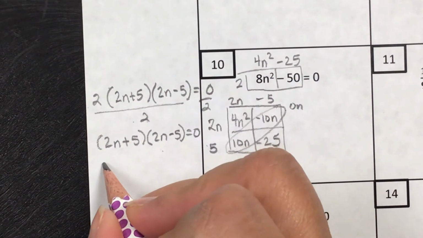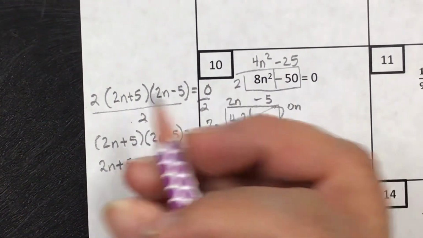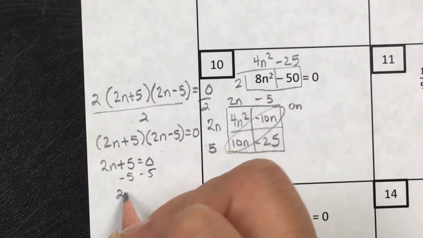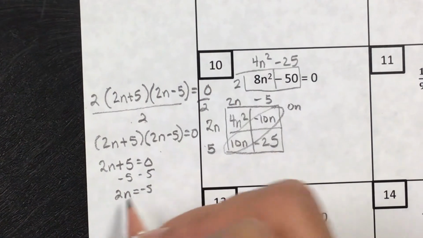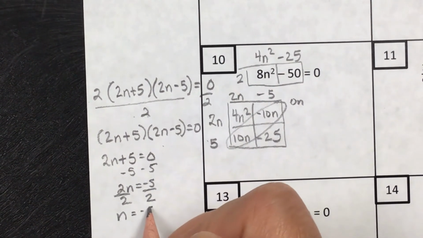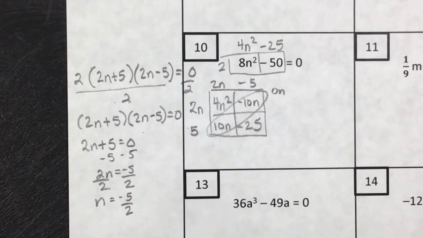So now we have 2n plus 5 is equal to 0. Solve for n. Minus 5 to both sides. 2n is equal to negative 5. And then divided by 2. n is equal to negative 5 halves. Please leave your answer as a fraction.